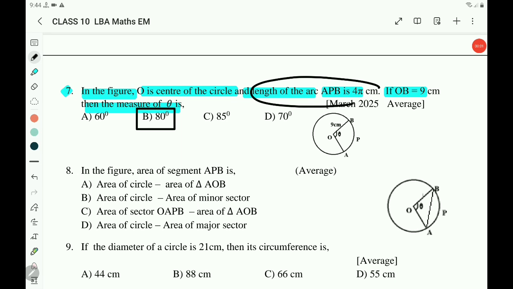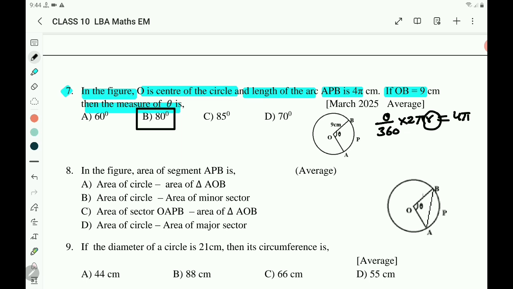Here the length of the arc is given, meaning theta by 360 into 2 pi r is given, and OB given is nothing but the radius. So in place of r put 9, and you must write the formula theta by 360 into 2 pi r equals 4 pi. Like this you must write. Then put the value of r and cancel the pi. 2 ones are 2, 2 twos are 4. Put the value of r and calculate it.